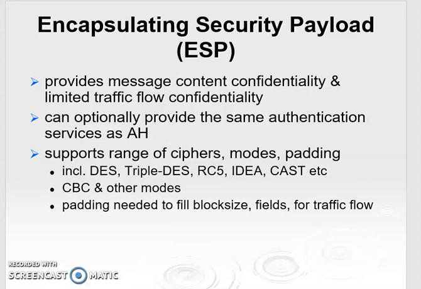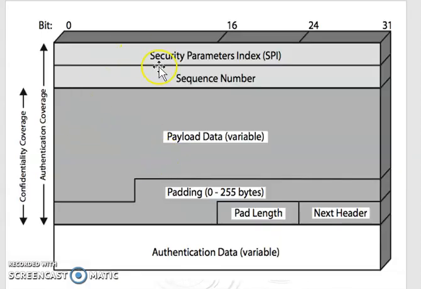This is the way in which the encryption is carried out. You can see the contents of the ESP header: there is a security parameter index, as I stated earlier, used to select the security association. Then we have the sequence number field, the sequence number counter, and then the payload data. The padding is also used, 0 to 255 bytes, and then the pad length and the next header.